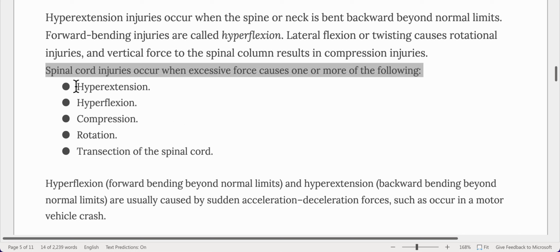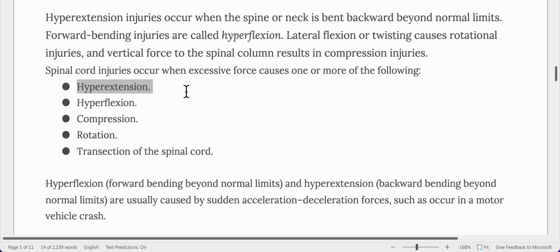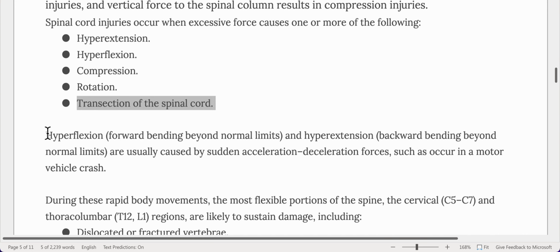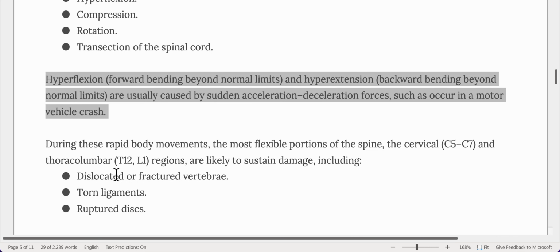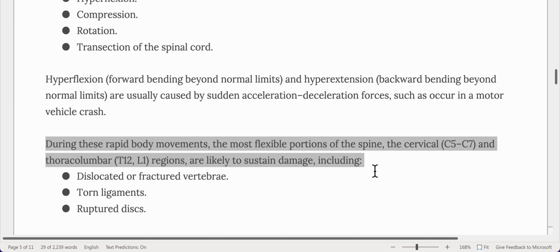Spinal cord injuries occur when excessive force causes one or more of the following: hyperextension, hyperflexion, compression, rotation, transection of the spinal cord. Hyperflexion, forward bending beyond normal limits, and hyperextension, backward bending beyond normal limits, are usually caused by sudden acceleration-deceleration forces, such as occur in a motor vehicle crash.